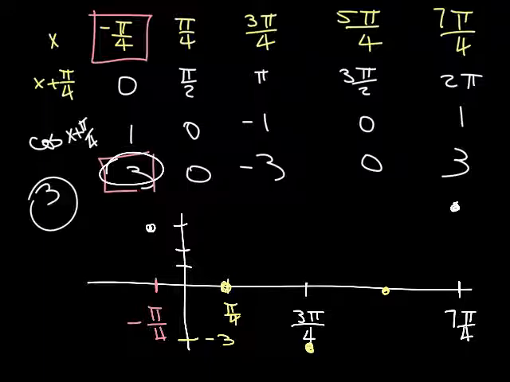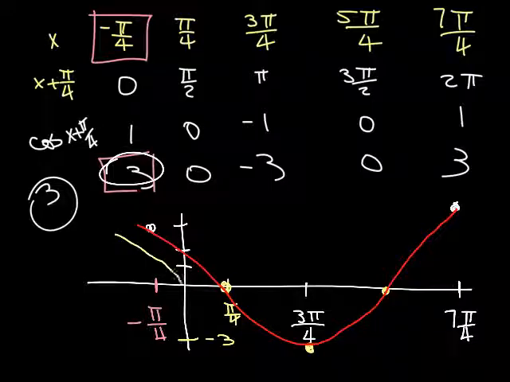So, let's do this in red. I get a graph that looks like that. And it shifted from where it normally would have been, which would have been here. It shifted pi over 4 over. So that's example number 2.